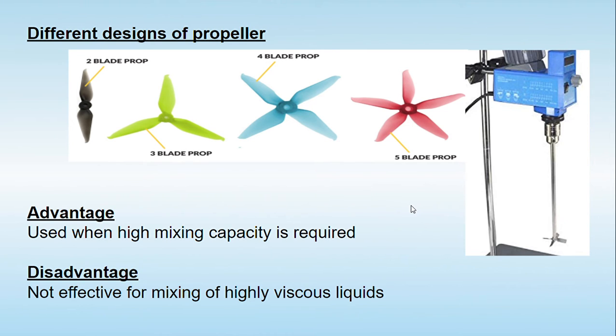The propeller mixer is very widely used in the pharmaceutical industry. We use big liquid tanks, and in the tanks we use propellers with different types of blades. It is useful when we require mixing of very high quantities, but it is again not suitable for mixing highly viscous liquids, because the force generated by the propeller would not be enough to mix them.